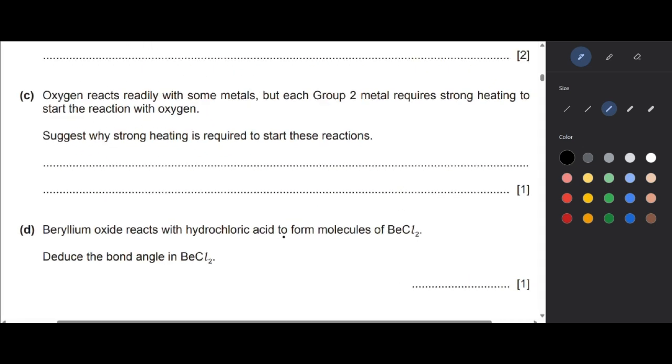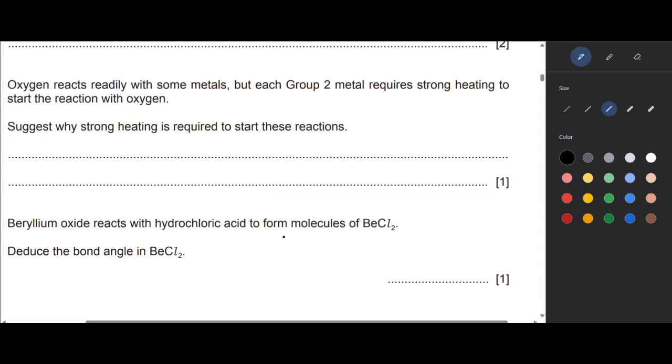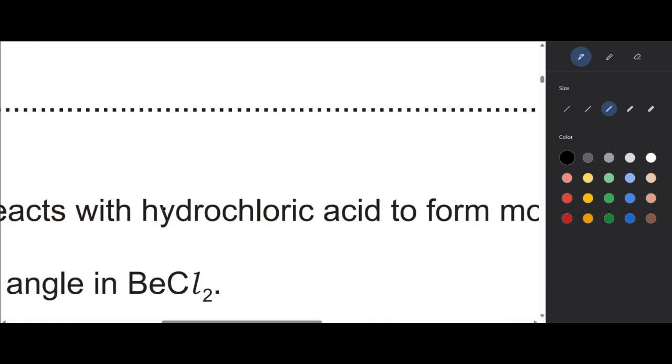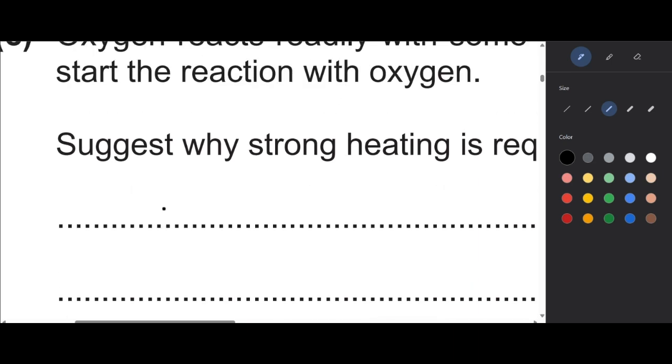Next question. Oxygen reacts readily with some metals, but each group 2 metal requires strong heating to start the reaction with oxygen. Suggest why strong heating is required to start this reaction. Strong heating is required because this reaction has a high activation energy.